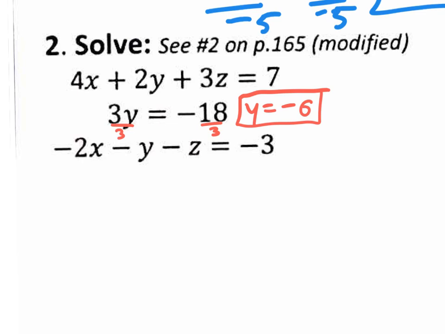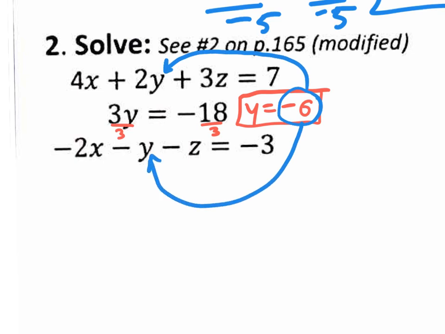We still need x and z. The question is, how do we do that? Well, instead of going with our normal new equation 1, new equation 2, we just found an actual answer, y equals negative 6. What we could do is take the answer negative 6 and plug it into y of the one we have not used and plug it into y of the other one we have not used, and guess what will happen?